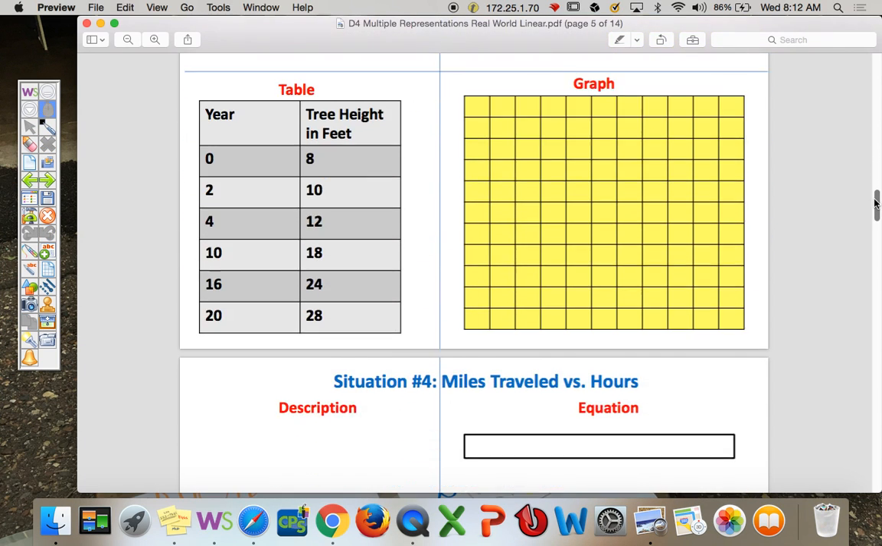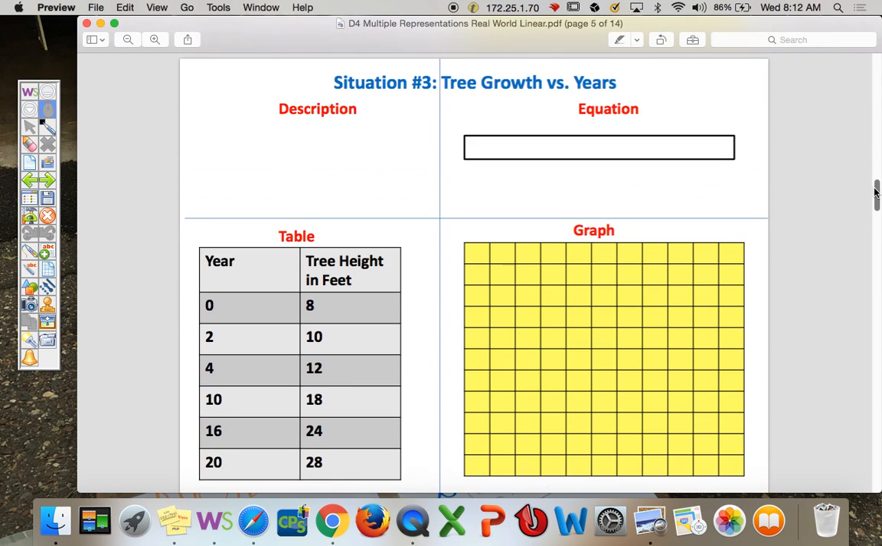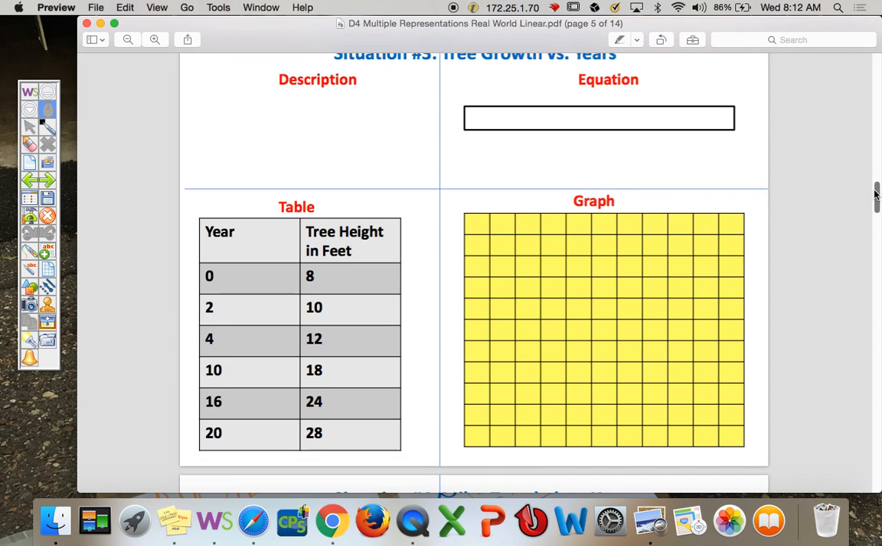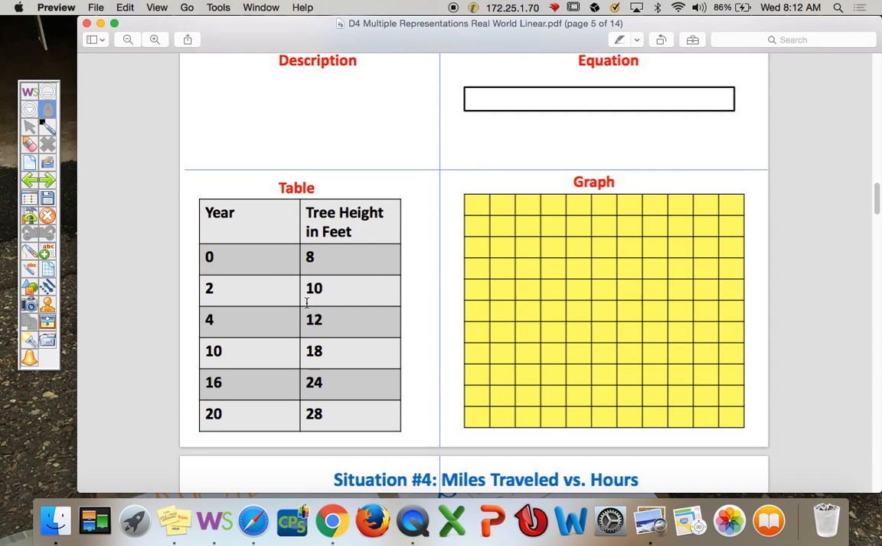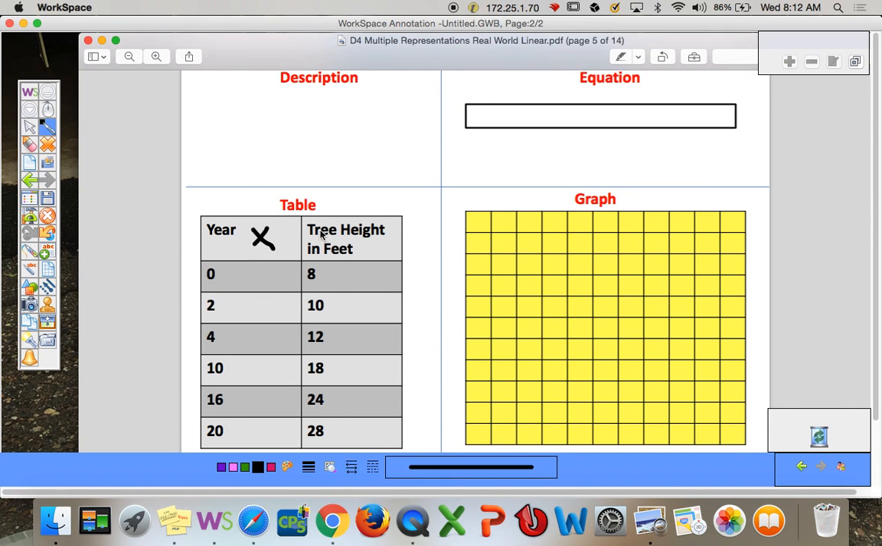Let's look at if we have a description, tree growth versus years, and now we have the table. All right, so let's start with the table right here. Again, notice we have our x value as years, our y value as height. This is not going up by ones. This is going up by twos. So to figure out the slope, we have to do rise over run. So if you know from 8 to 10, that's going up by twos. It's going up by twos every year.